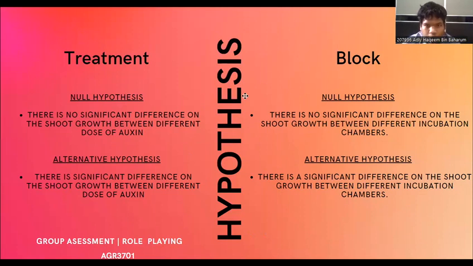And for the block hypothesis, the null hypothesis is there is no significant difference on the shoot growth between different incubation chambers. Then the alternative hypothesis is there is a significant difference on the shoot growth between different incubation chambers.